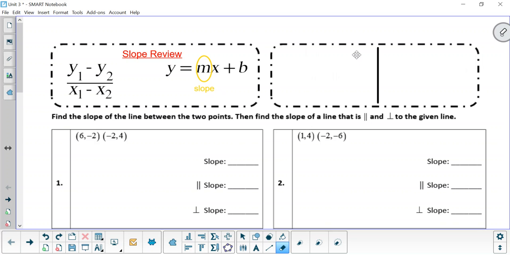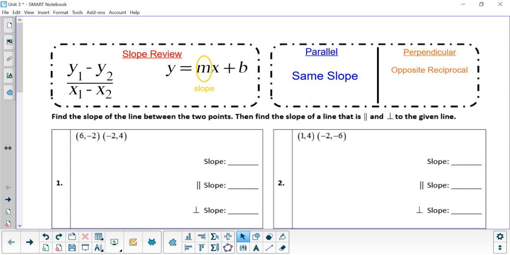There are 2 special slopes that we're going to talk about in this unit. The first one is when we have a parallel slope, and the second one is if we have a perpendicular slope. Parallel slopes are 2 lines that actually just have the same slope, so it's the same number. Perpendicular lines have something that's called an opposite reciprocal. Opposite means one is positive, one is negative, and reciprocal means that we are flipping the numbers.